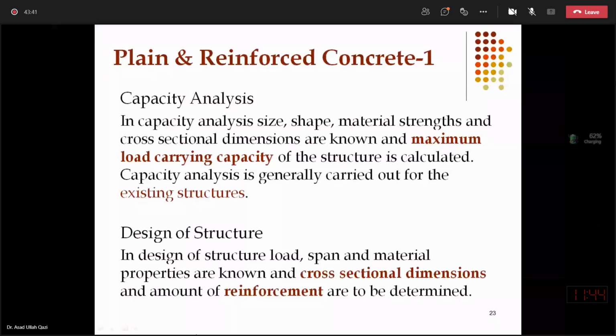So both we will talk in detail in this subject. So at the end of this course, you will be able to determine not only the capacity but also the design of a new member against the demand. You will be knowing.